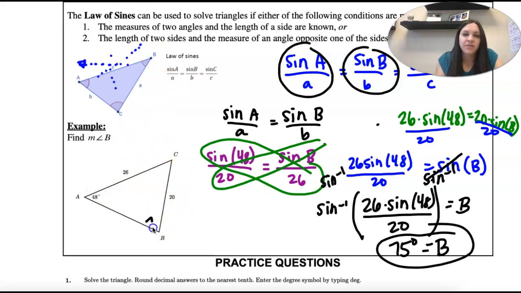So this would be 75 degrees. We could find the third angle because they add to 180. If we wanted to find side C, we would have to do the law of sines again because it's not a right triangle.